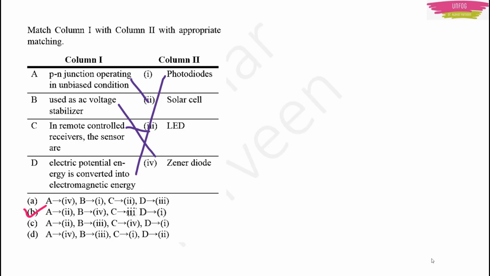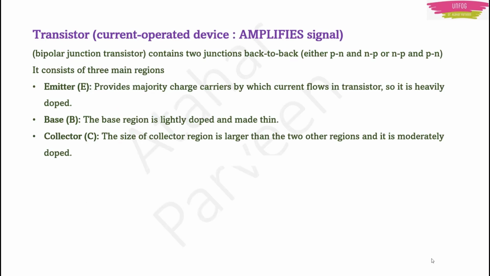Okay. So next, let's talk about transistors. Now transistors are also devices which are made using PN junction diodes only. They are operated by current. Their important application is that they amplify the signal. That means you give a little current, they'll give you more current. Whatever signal you are giving as input, they'll give you more of it.